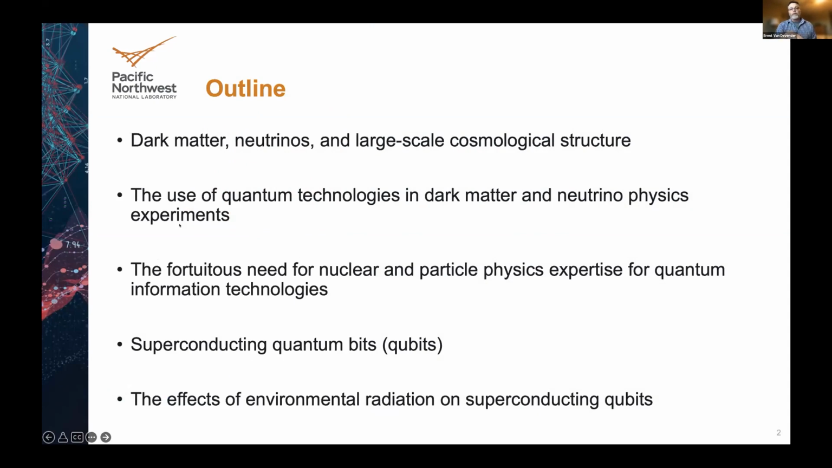So the first thing we're going to have to do is tell you about my main research and what keeps me up at night. We'll talk about dark matter. We'll talk about neutrinos and the large scale structure of the cosmos. We'll talk about how quantum technologies related to quantum computing help me and my colleagues in that research. And then we'll find that there was, for me at least, a very fortuitous connection between my expertise and a particular need in quantum information technology. It has to do with superconducting quantum bits or qubits, and specifically, it's about the effects of natural environmental radiation on those devices.